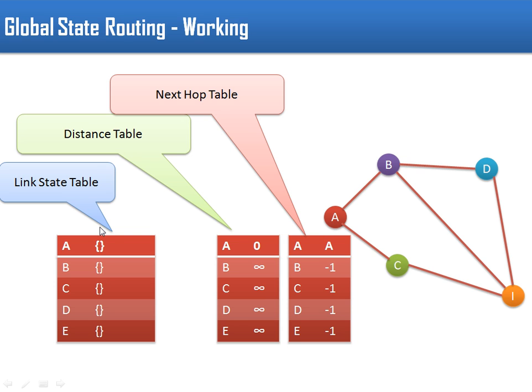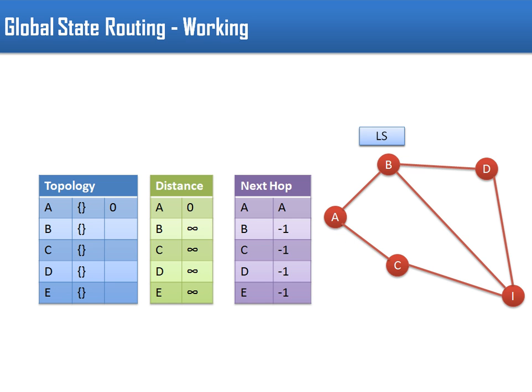And the link state table stores information coming from other neighbors with sequence numbers. We will see how it works. Whenever a link state packet is received, let's say these are the three tables of node A.